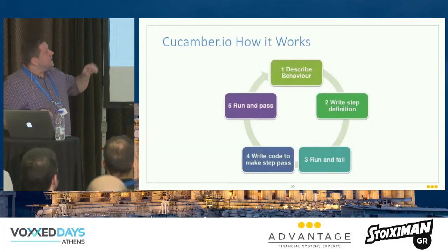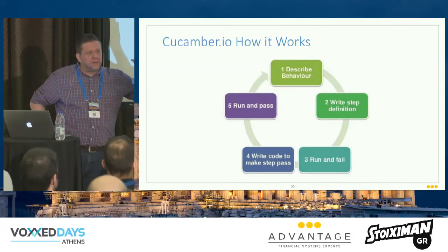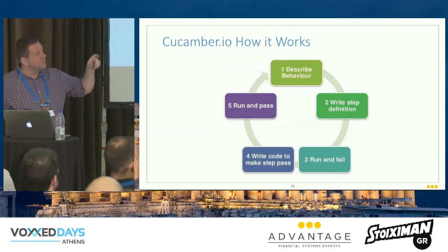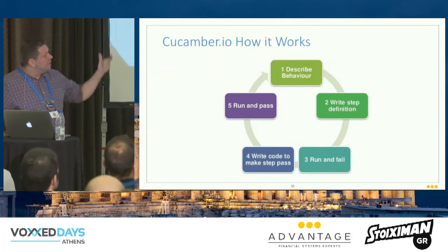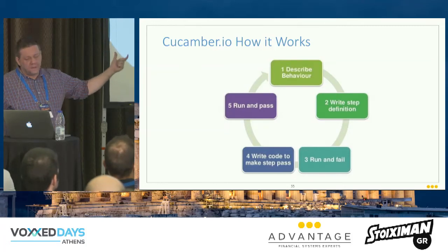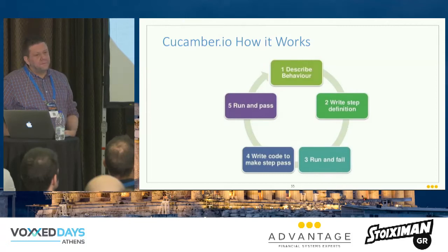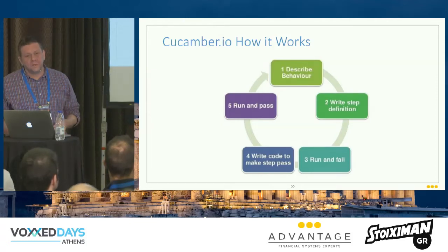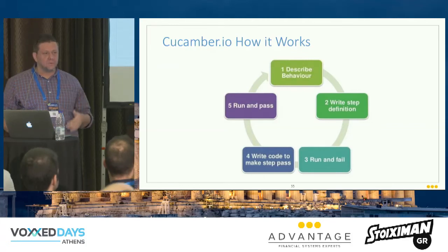So how it works again, you describe a behavior in natural language. Supports only English at the moment, I'm afraid. You write the step definitions. You run it automatically, and it fails. Then you write the code to implement the feature or the scenario. And at the end, you run it again, and when it passes, you get a nice report of what happened.